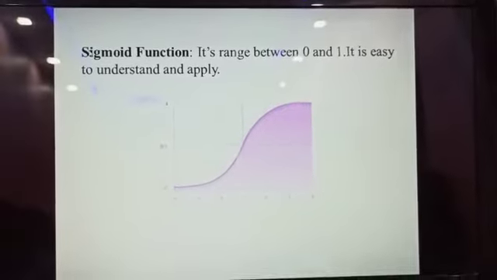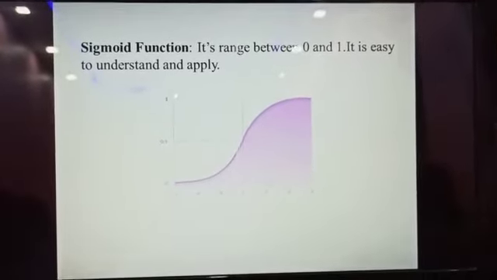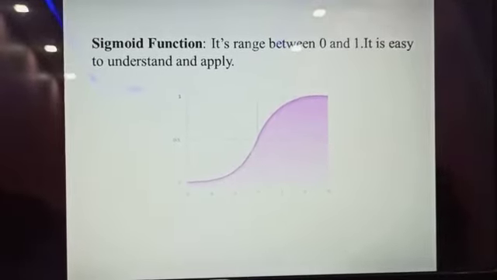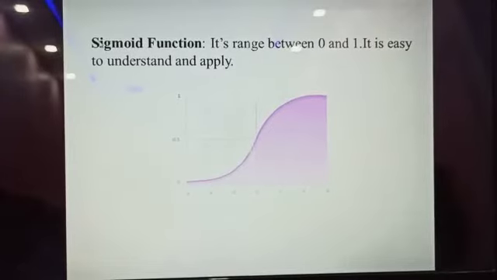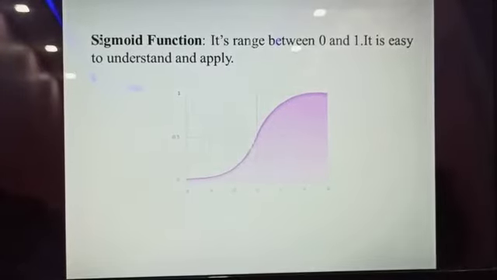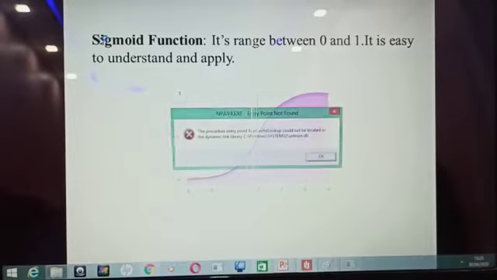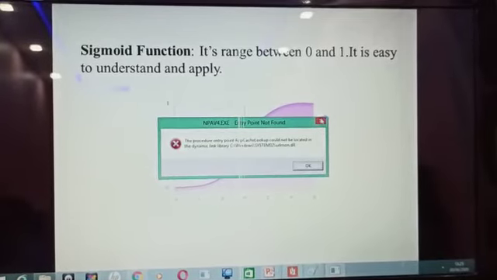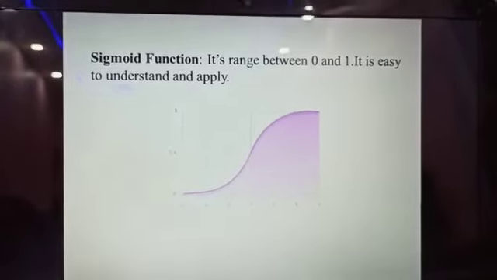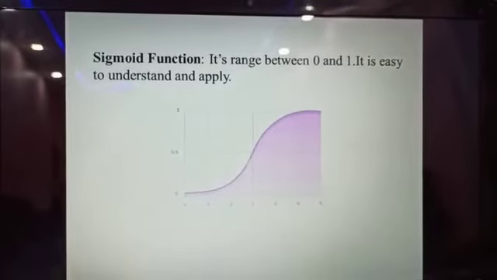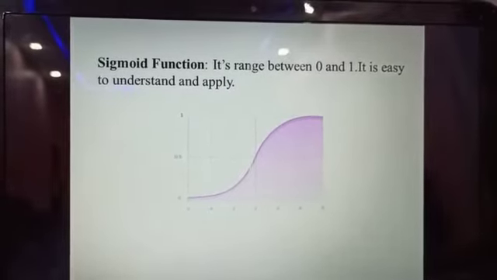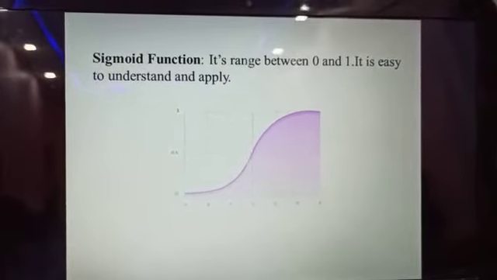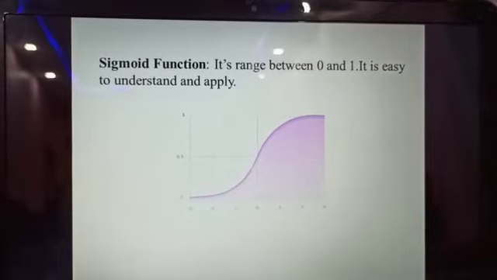Next, sigmoid function. It ranges between 0 and 1. It is easy to understand and apply, but it has major reasons which have made it fall out of popularity. First thing is that it has vanishing gradient problem. Secondly, its output isn't zero centered, which makes optimization harder. Sigmoid function also has slow convergence.